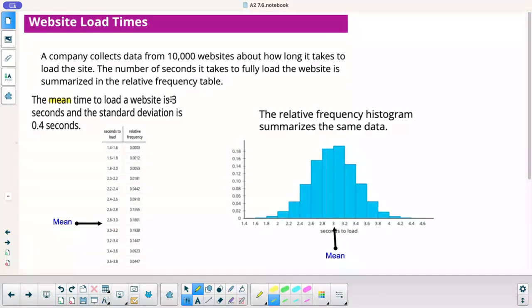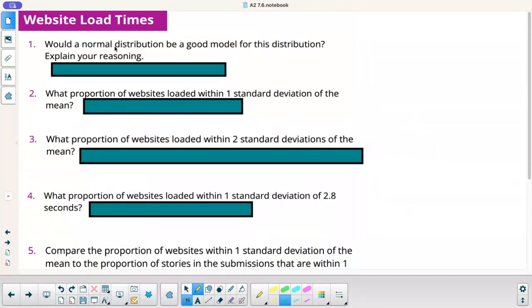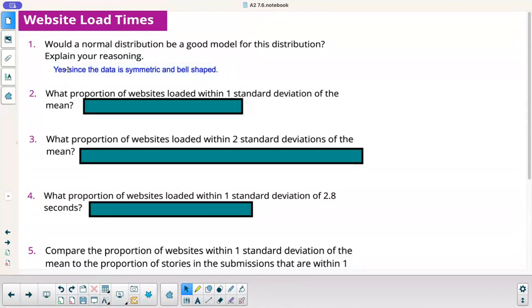So the mean is 3. All right. And then your standard deviation is 0.4, okay? So first question, would a normal distribution be a good model for this distribution? Explain your reasoning. Well, look at your histogram and you see, yes, since the data is symmetric and bell-shaped, it looks like it's normal. What proportion of websites loaded within 1 standard deviation of the mean?